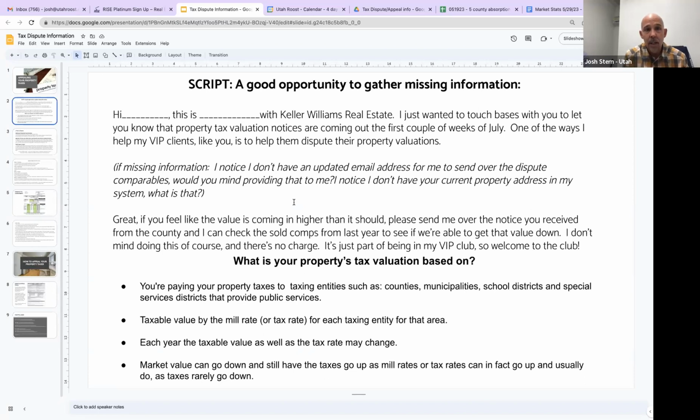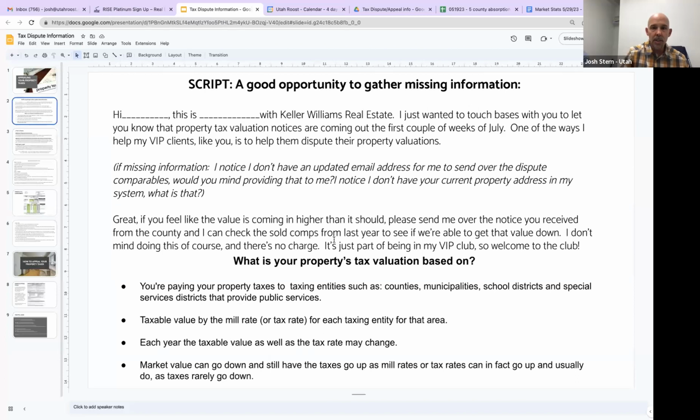Great. So here's the deal. If you feel like the value is coming in higher than it should, I want you to send me over a copy of the notice that you received from the county, and I can check sold comps from last year to see if we're able to get that value down for you. I don't mind doing this, of course, and there's no charge. It's just part of being my VIP club. So welcome to the club, right?